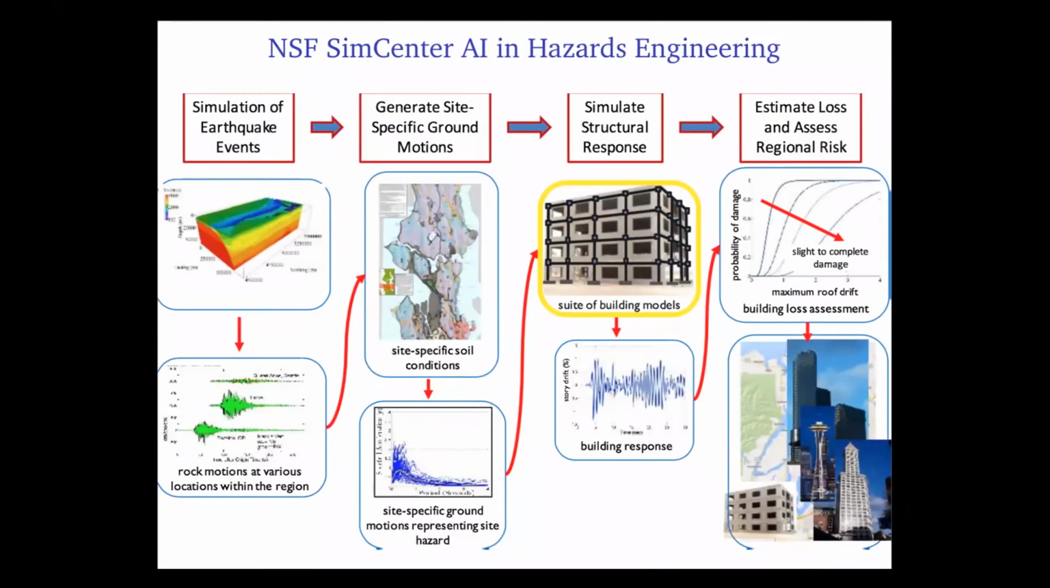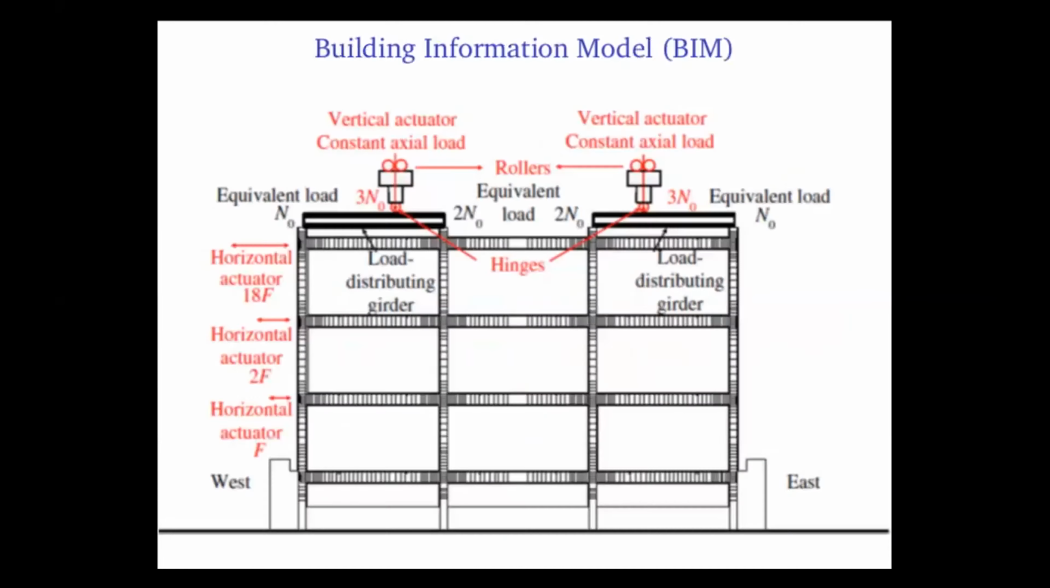For the SimCenter project, the role of the AI team is highlighted in this box in yellow, right? You can do all the analysis prior to an earthquake, for example, or after the earthquake, but where do you get all these building models, realistic, large scale, regional scale? This is where we come in. This is a building information model, which specifies completely the geometry. So we call it the BIM.